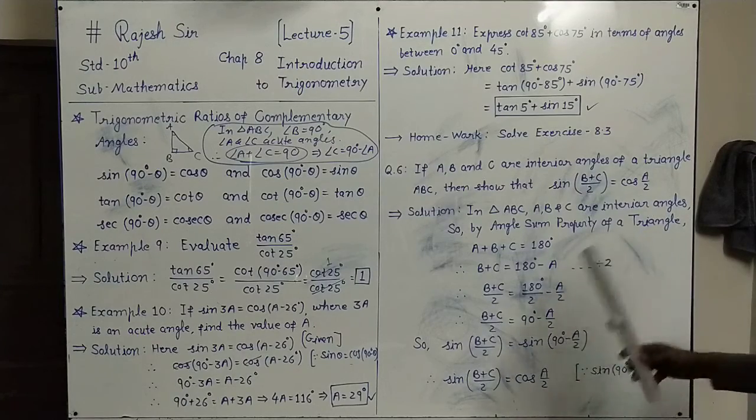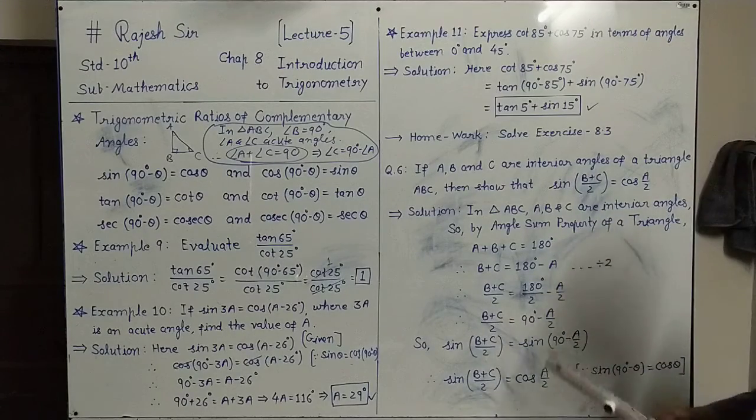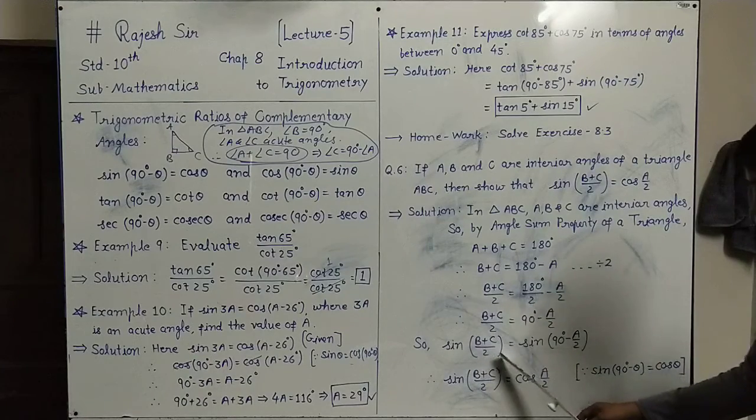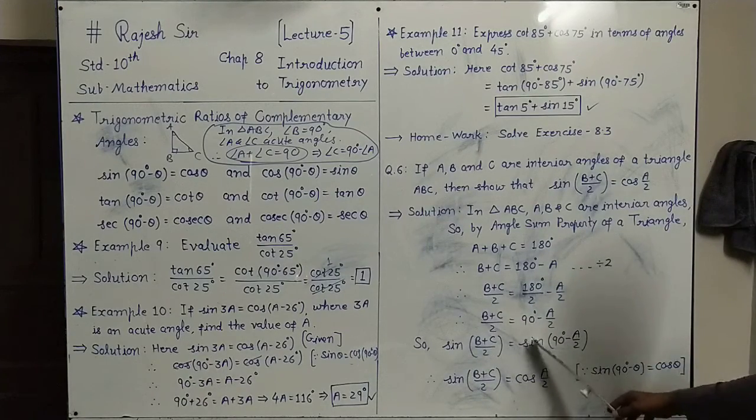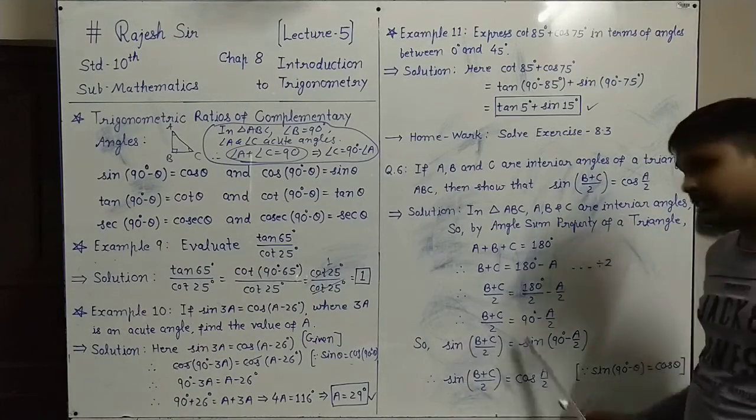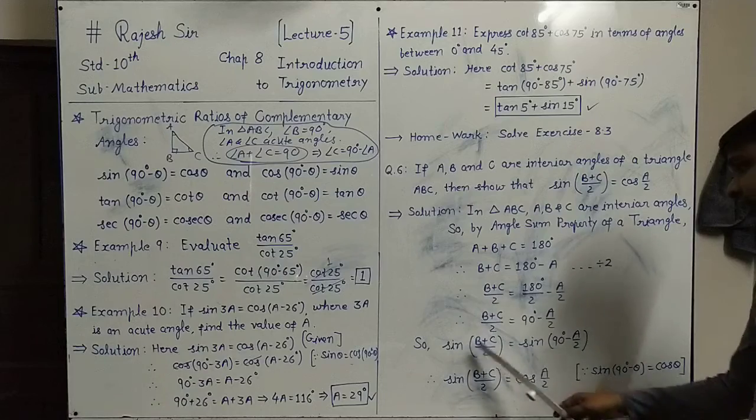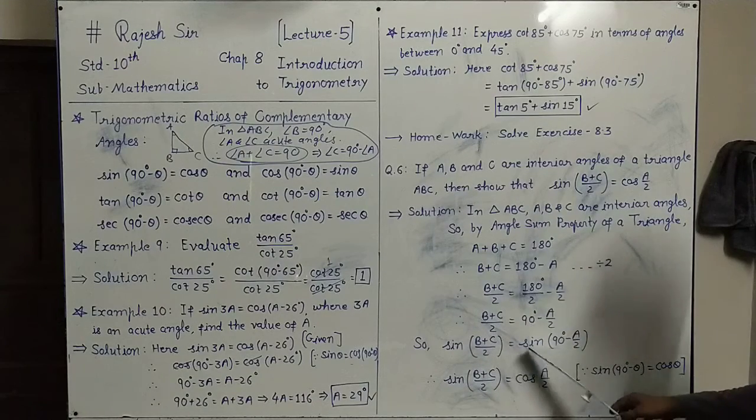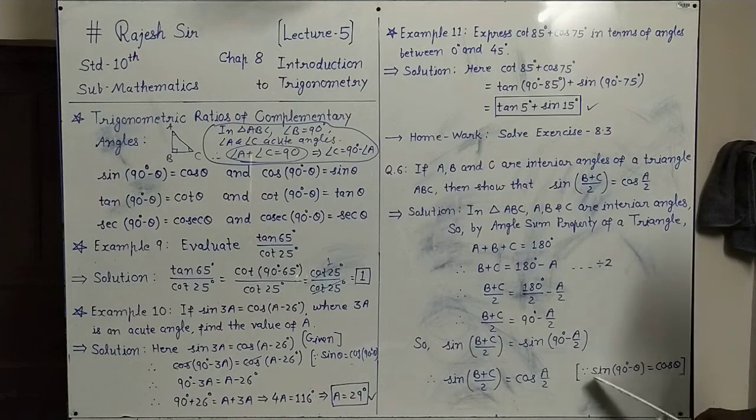We apply sine on both the left and right sides. So the left side expression will be sin of (B plus C) upon 2, equals the right side expression, sin of (90 degrees minus A by 2). Sine is applied on both sides. On the left side it is written the same, sin of (B plus C) upon 2. On the right side it is sin of (90 minus theta). As you know, sin of (90 minus theta) equals cos theta.